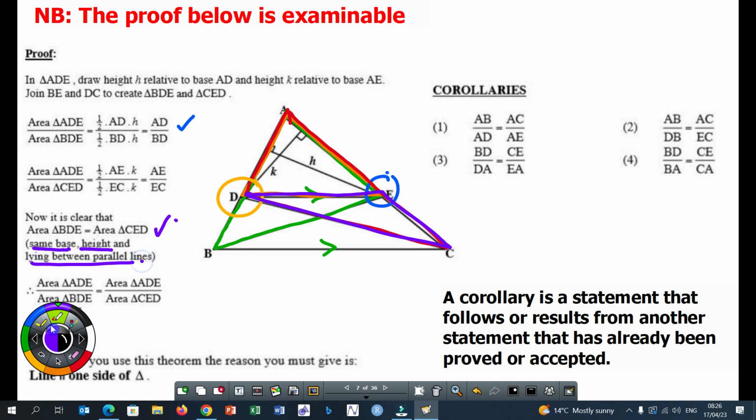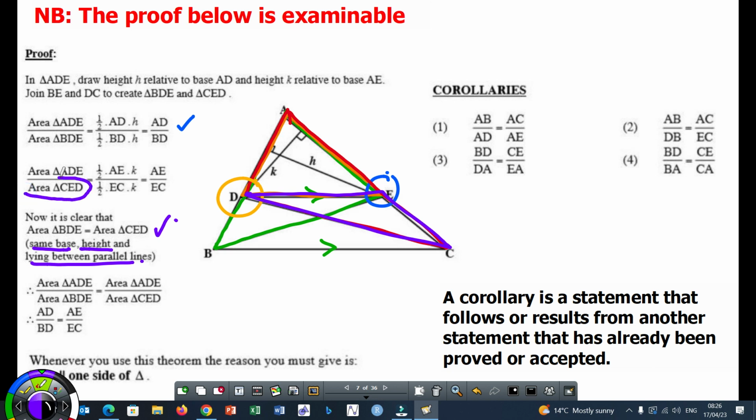Okay. Therefore, the area of ADE divided by the area of BD. So here we replace this CED by the area of BDE because of the fact that their areas are the same. Now, if we do that, we can equate that to, because the area of triangle ADE is common, we divide it by the area of CED. Then you come up with that ratio now. AD over BD is equal to AE over EC. And then you are done.